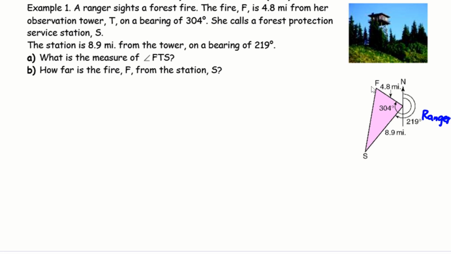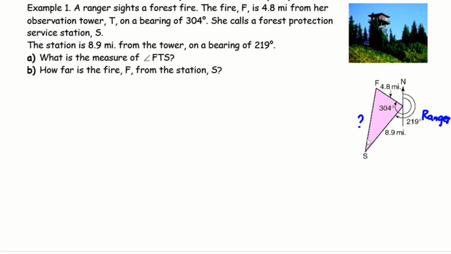The fire is 4.8 miles from her observation tower, on a bearing of 304 degrees. The bearing is measured from the north direction, clockwise to this angle. And she calls a forest protection service station S, that is 8.8 miles from this tower, on a bearing of 219 degrees. It asks how far it is from the fire to the station.